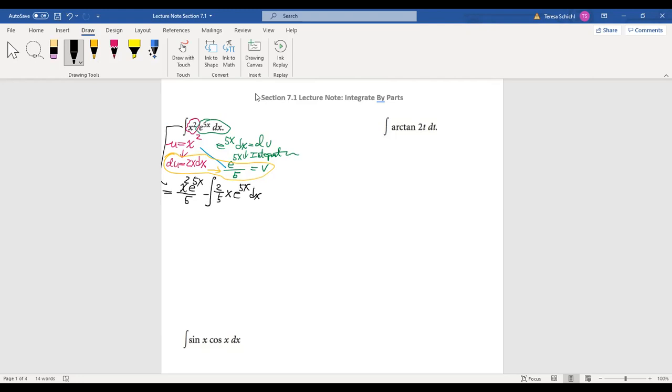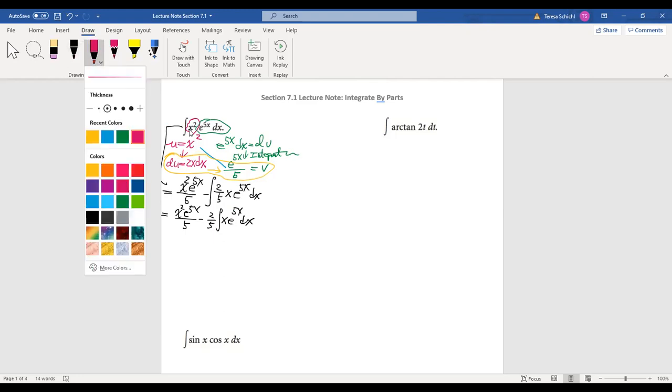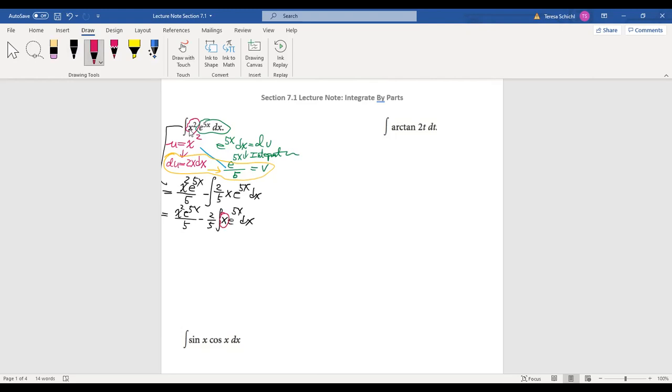Now you say, whoa, I still have this integral here. So let's simplify this a little bit. This is 1 over 5 x squared e to the 5x minus 2 over 5 times the integral of x e to the 5x dx. As you can see, we need to use integration by parts one more time. So I will set u equal to x again.